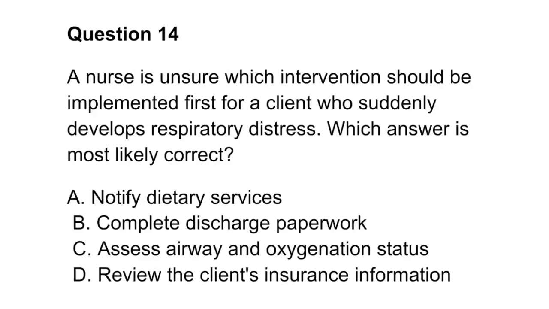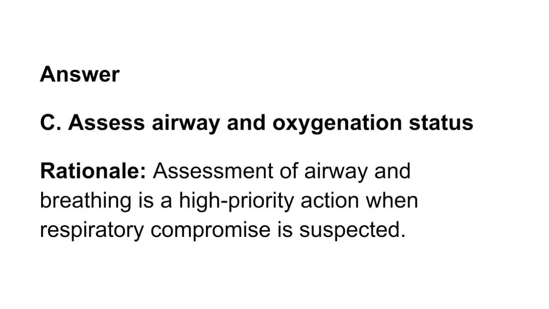emergencies. Question 14. A nurse is unsure which intervention should be implemented first for a client who suddenly develops respiratory distress. Which answer is most likely correct? A. Notify dietary services. B. Complete discharge paperwork. C. Assess airway and oxygenation status. D. Review the client's insurance information. Answer: C. Assess airway and oxygenation status. Rationale: assessment of airway and breathing is a high-priority action when respiratory compromise is suspected.